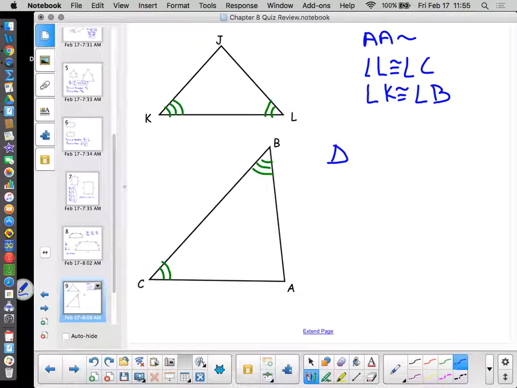Therefore, triangle, I'll go ABC, is similar to triangle, and that would be the corresponding order. A goes with J, B goes with K, and then C goes with L. There we go. So when it's asking you what you need, it says show your work. It means list the corresponding congruent parts so that we can get this done.